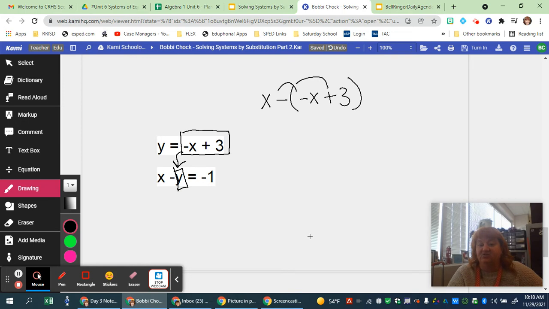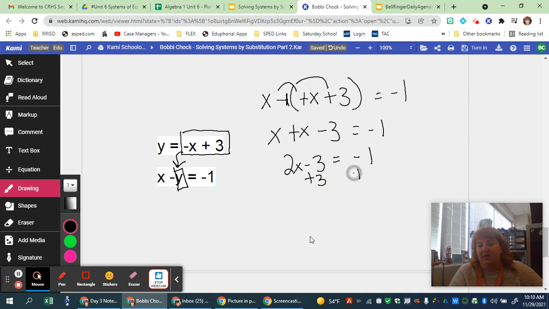Okay, I have to distribute this negative 1. That makes all of this opposite. So it's x plus x minus 3 equals negative 1. Okay, so then I have 2x minus 3 equals negative 1, plus 3, plus 3. 2x equals 2. Divide by 2, x equals 1.